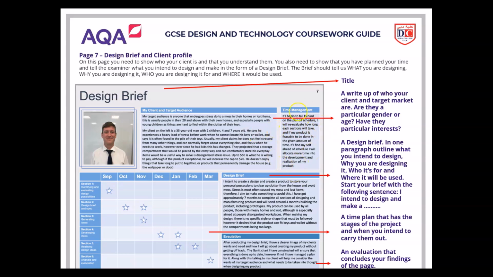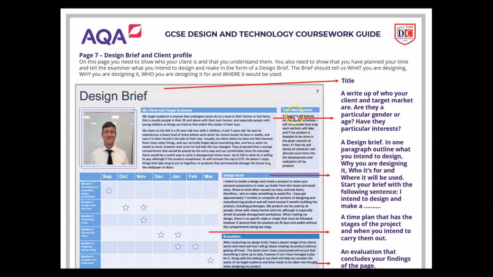What we then need to talk about is your design brief. So your design brief, a good design brief always starts with, I intend to design and make a, and then you go on to talk about what you will design and make. And in a good design brief, you will talk about what you're making, you will talk about why there is a need to design and manufacture the product, you will talk about who it's for, so reference back to your client and your target market, and you'll talk about where it will be used. Okay, and that needs to be a variety of sentences that answer those 4 W's, making sure that all of them are covered. We also need to include somewhere on the page something relating to time management here.